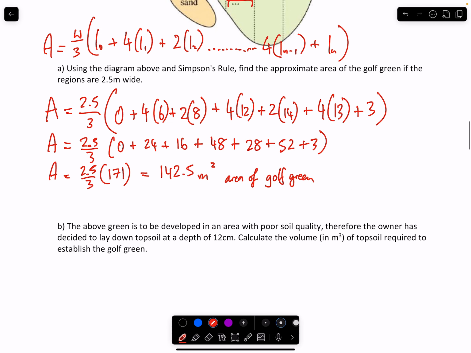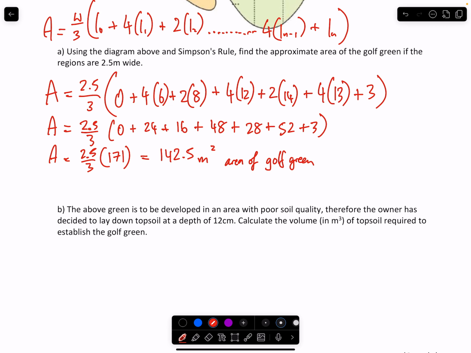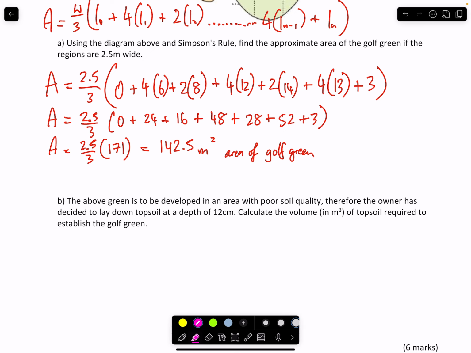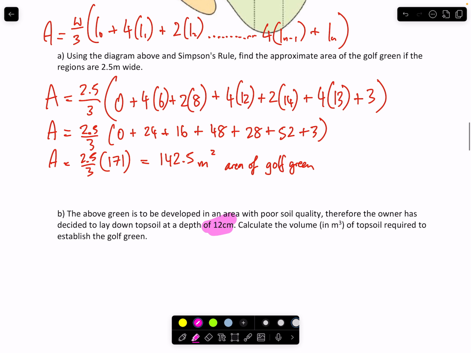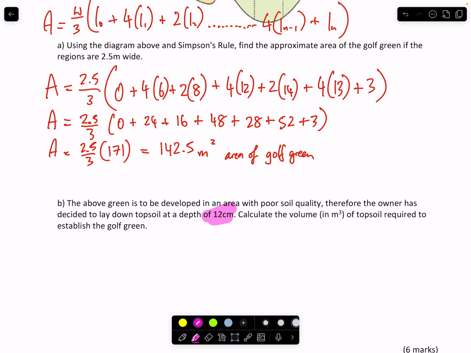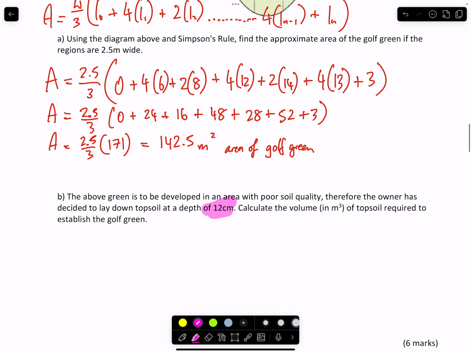Simpson's rule question. The above green is to be developed in an area with poor soil quality. So the owner has decided to lay, so he's going to make it, right now it's 2D, they're going to make it 3D with a depth of 12 centimeters. Find the volume in cubic meters of topsoil required.